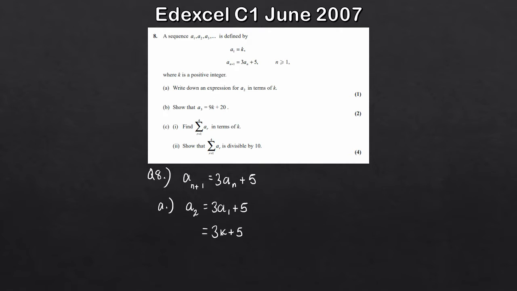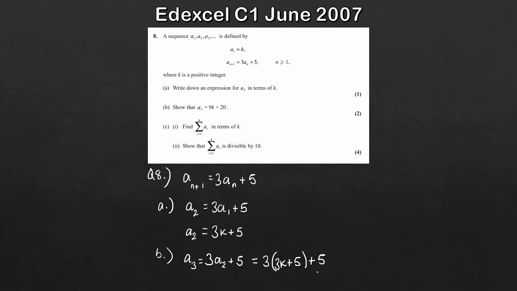Part B then, we want to show that A3 is equal to 9K plus 20. So same method again here. This time though, we're using the fact that A2 now is 3K plus 5. So in that case, A3 will be equal to 3 lots of the previous term. That's what this sequence tells us. So 3 lots of A2 plus 5. Okay, well, if we do that, using A2 equals 3K plus 5, that's 3 lots of 3K plus 5, and then we add another 5 at the very end.